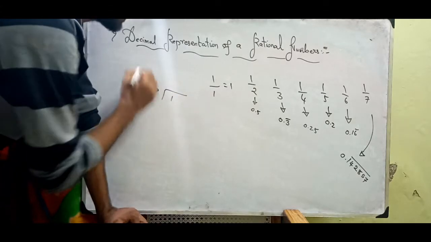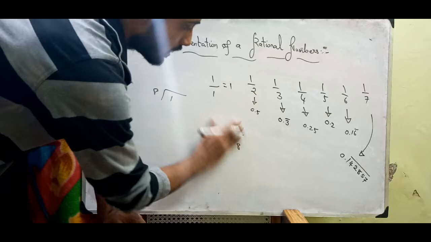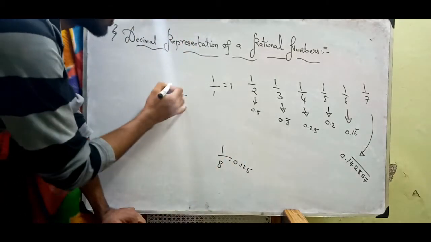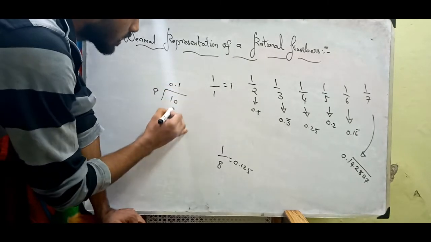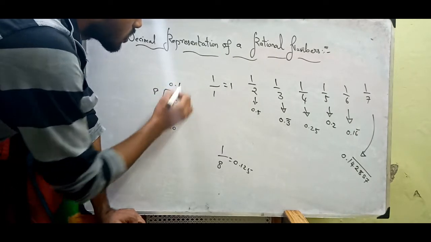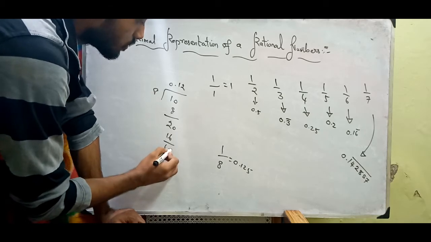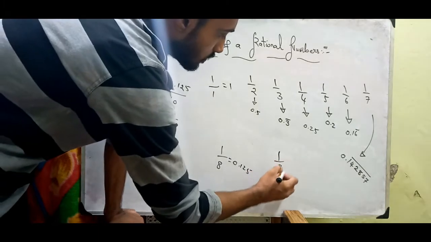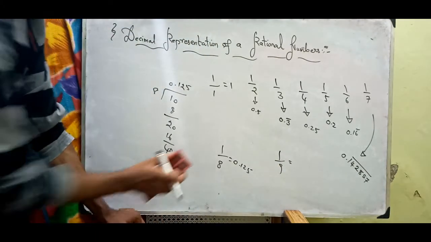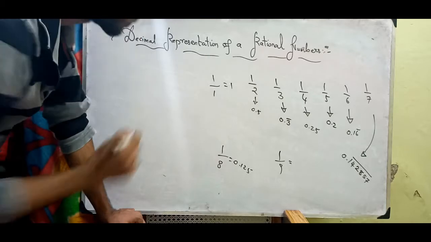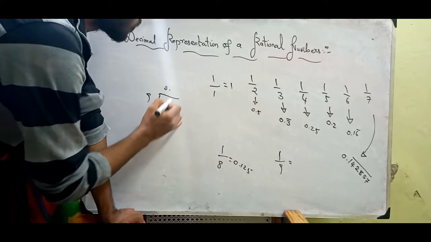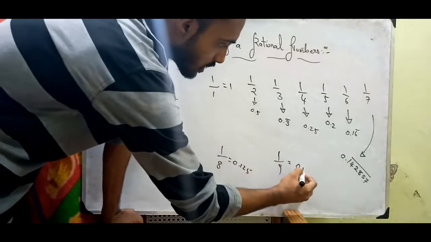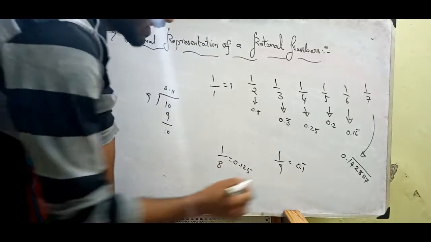And for 1 by 8 we can also include it. 1 by 8 is 0.125, as you can check: 8 1 times 8, remainder 2, 20, so 2 times 16, remainder 4, 40, 8 5s are 40. So then 1 by 9, so 0.1, 1 point, so 1 1 1, it goes on, okay, so 0.1 bar, and 1 by 10 is 0.1.